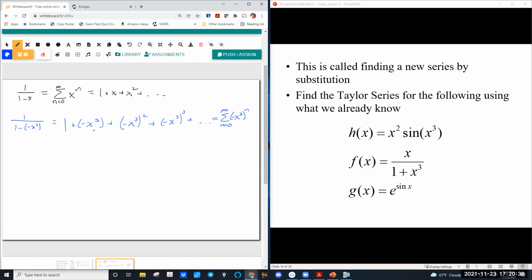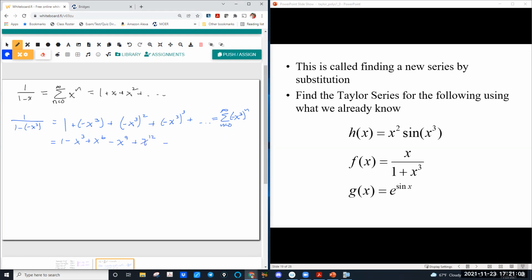I want to simplify what's going on here because I want you to see something. So we have 1. Now it's negative when the exponent is negative, so 1 minus x cubed. This one is going to be plus x to the 6th minus x to the 9th. You can probably start to see the pattern, plus x to the 12th, and so on and so forth.